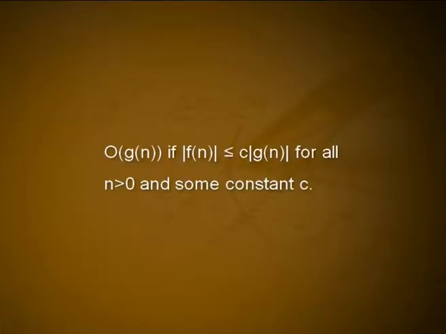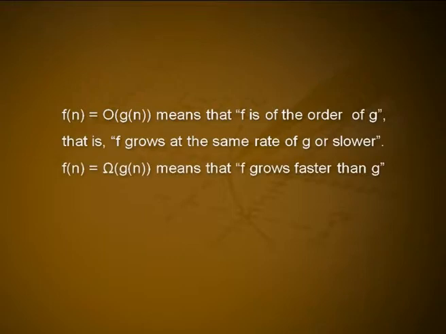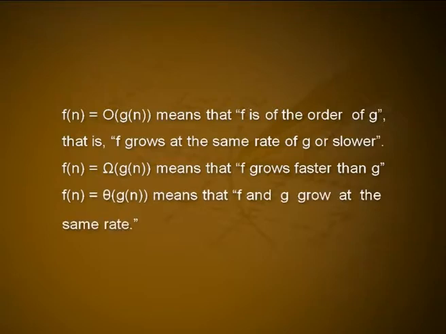The complexity of a function f of n is big O of g of n if the modulus of f of n is less than or equal to c times the modulus of g of n for all n greater than 0 and some constant c. Let f and g be functions on n. Then f of n equals big O of g of n means that f is of the order of g, that is, f grows at the same rate as g or slower. F of n equals omega of g of n means that f grows faster than g. F of n equals theta of g of n means that f and g grow at the same rate.